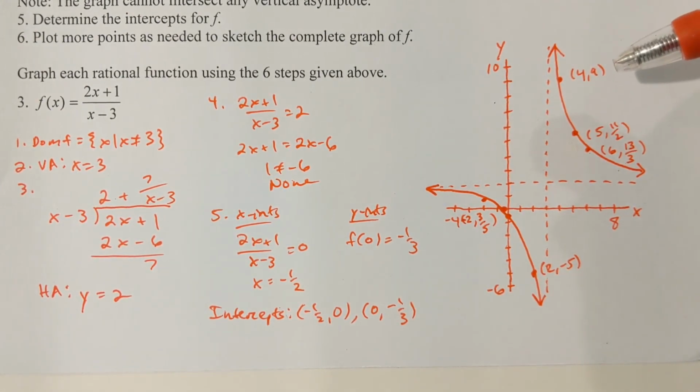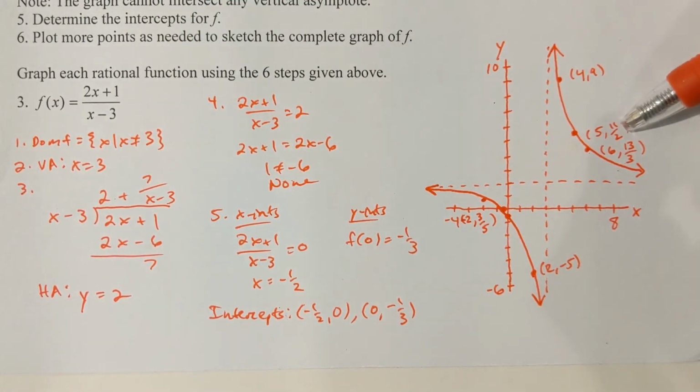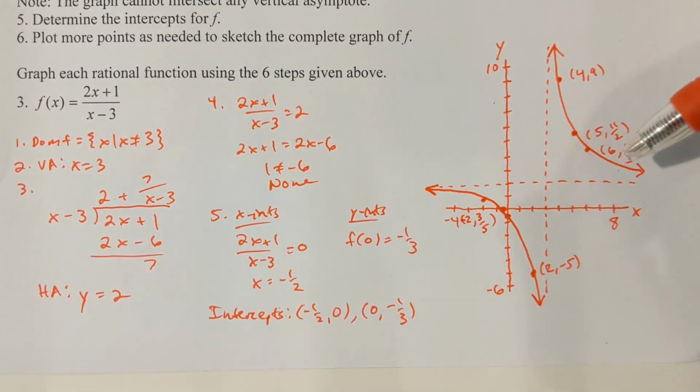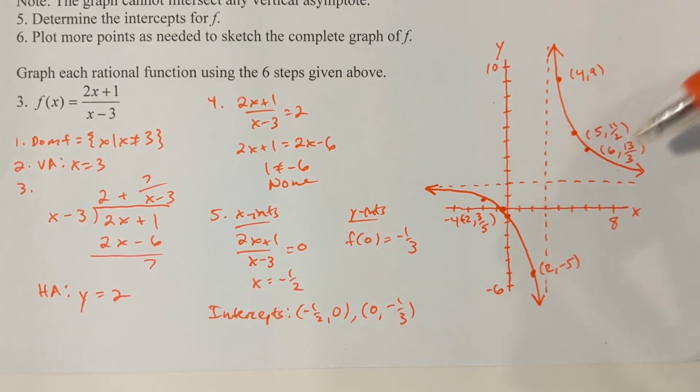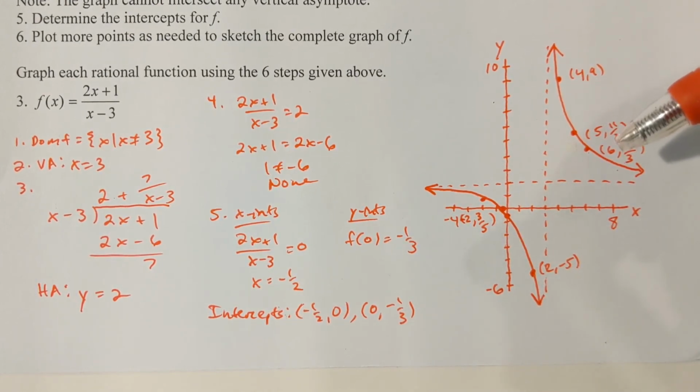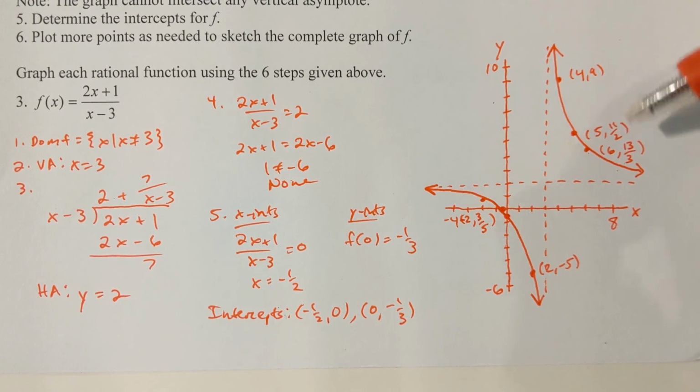When I plug 4 into the function, I get 9 in return. When I plug 5 into the function, I get 11/2 in return. And when I plug 6 into the function, I get 13/3 in return. So I've plotted those 3 points. All 3 of those points are in the upper right-hand region of this graph, so that tells me that the rest of the graph is going to be in the upper right-hand region.